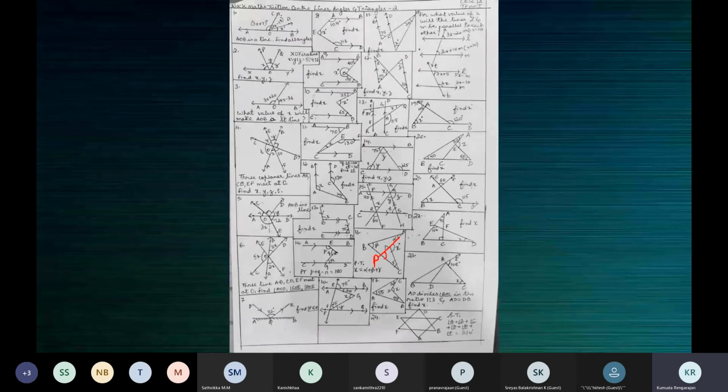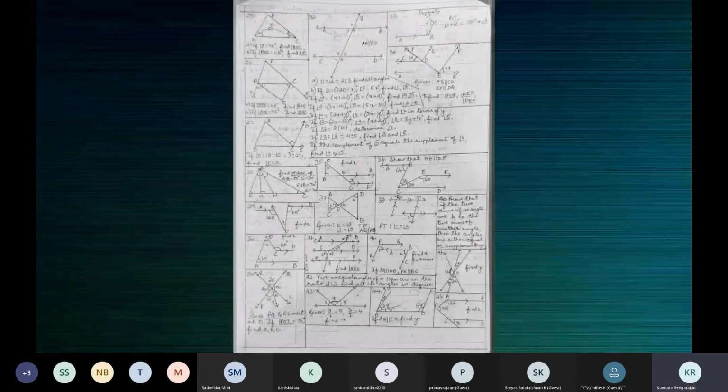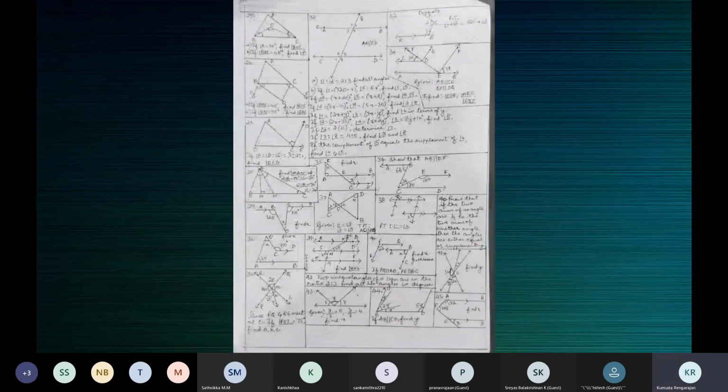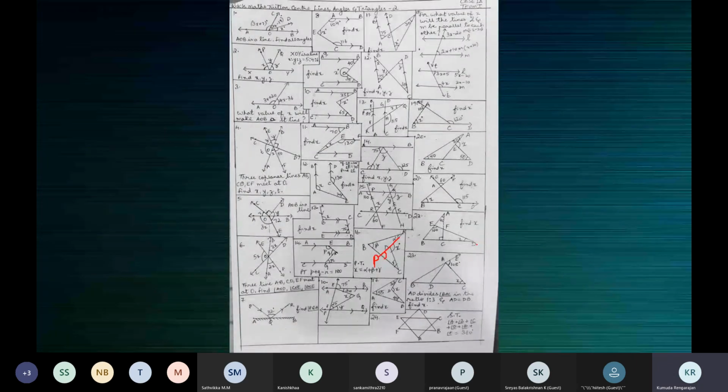You can do it in different ways. Let me see what I've done. What's the question number? Oh, I've constructed. Okay, fine. We'll do it in the next class. I've done it in a different way. That's also fine.